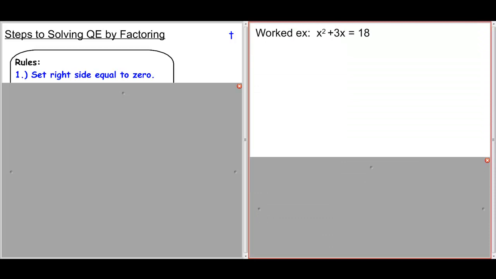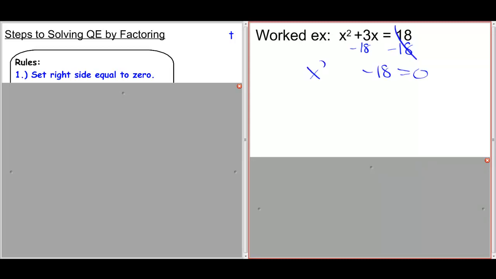And what it says here in blue is to set the right side equal to 0. Well, if you look at this worked example, it is not set equal to 0. The right side is not equal to 0. So I'm going to subtract 18 on the right side and subtract 18 on the left side. And now it's going to equal 0: x squared plus 3x minus 18. So that's done. I can now check off rule number 1. This is the procedure for this.